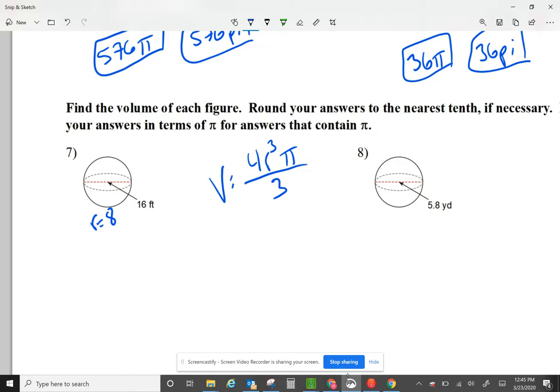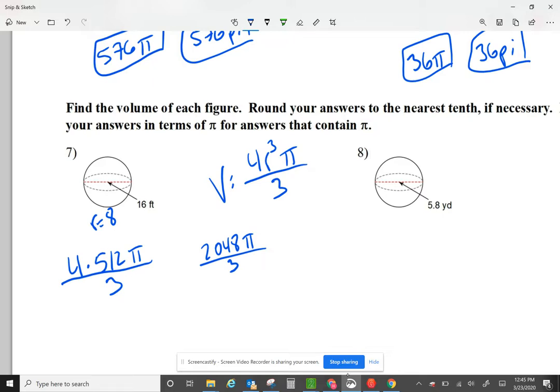So I'm just going to go forward times 512 pi over 3. The 512, that's 8 to the third. So on the top, let me go 512 times 4. So that gives me 2048 pi over 3. Let me divide that by 3.